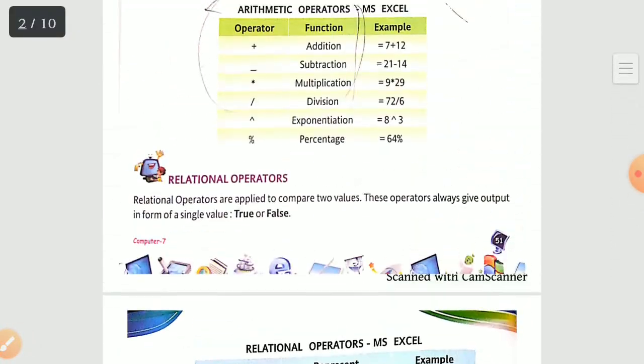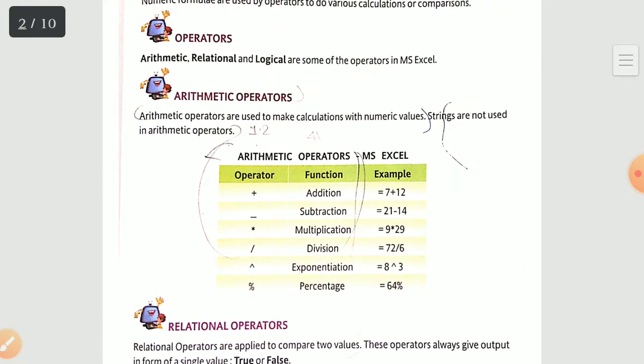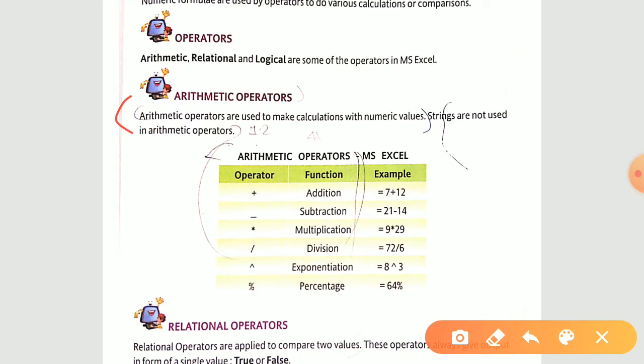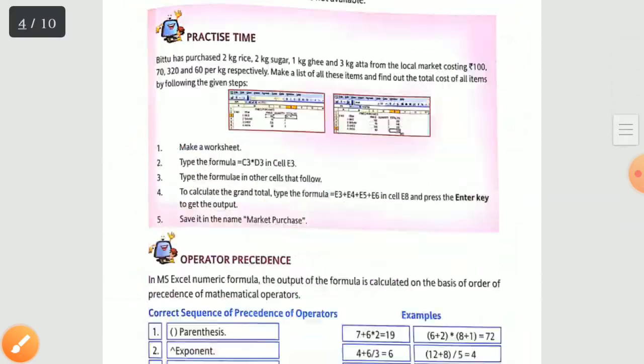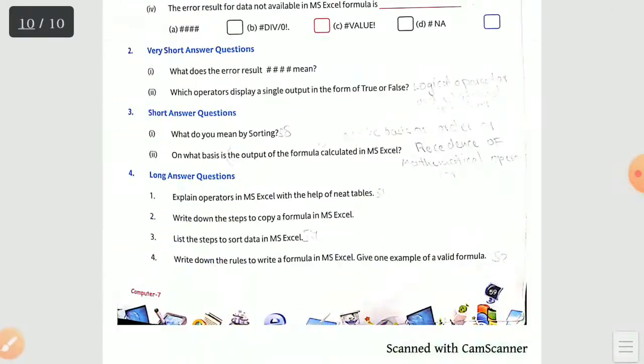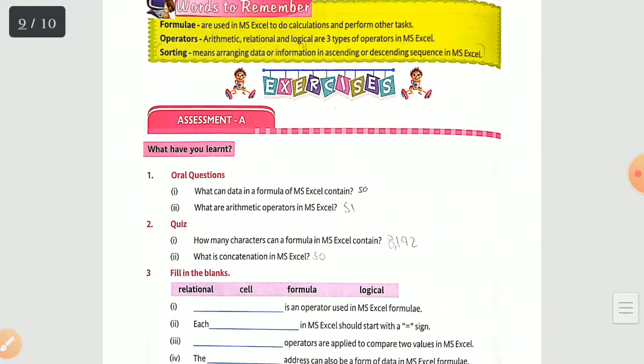Now see, on page number 51 we are having this thing. Write down from the starting. Arithmetic operators are used to make calculations with numeric values. Now you can also write down strings are not used in arithmetic operators. Okay, so complete thing you have to write down in 1.2. Right? Now our oral questions are completed. We are moving towards the quiz portion.